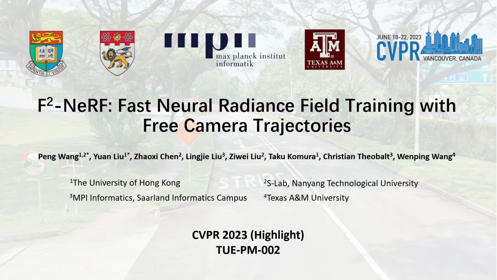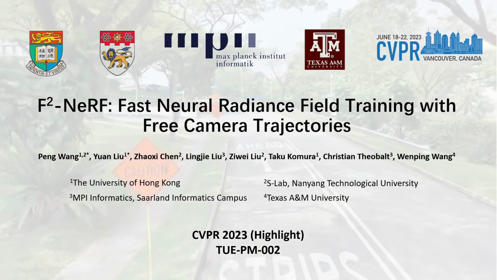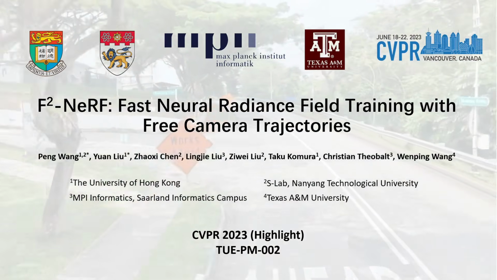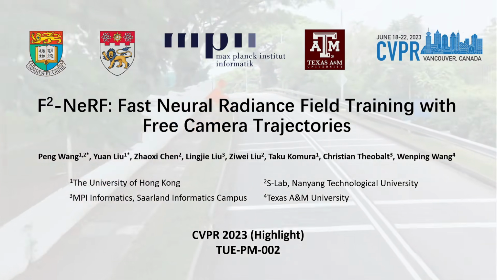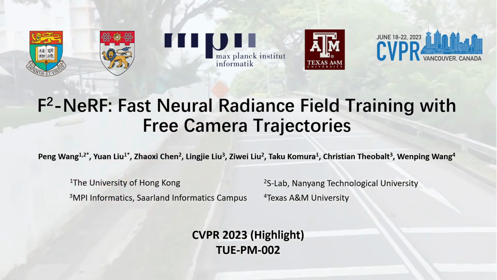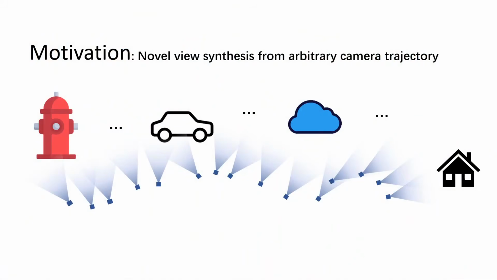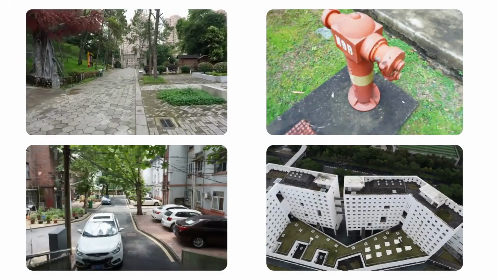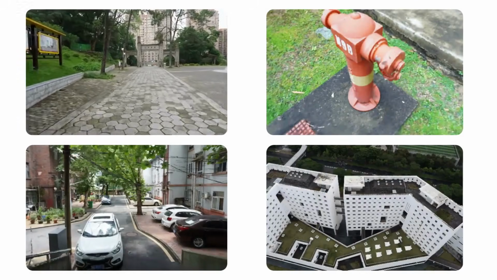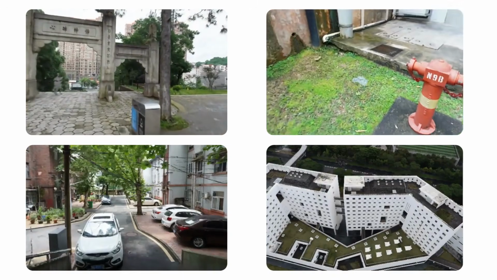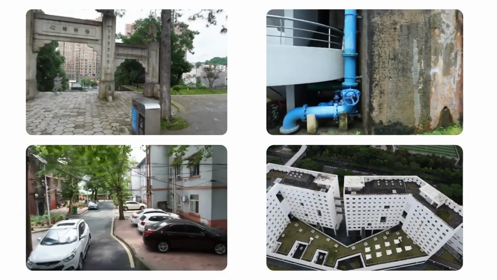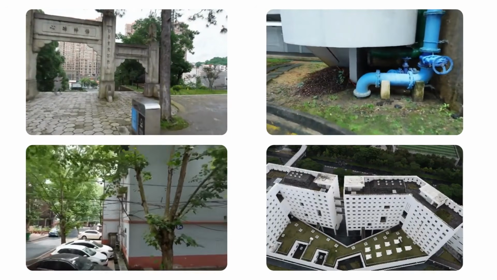Hello all, in this video we present Affordable Fast Neural Radiance Field training with free camera trajectories. This is joint work with HKU, NTU, MPI, and Texas A&M University. The motivation of this project is to synthesize novel views from arbitrary camera trajectories. Here are some examples of arbitrary trajectories, or what we call free trajectories. In free trajectories, the camera poses can be very irregular. Those 4 demo videos are our render results. Our method can synthesize novel views of free trajectories in high quality.